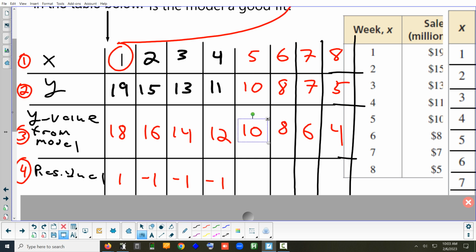10 minus 10, yep. 0, that's a residual of 0, which means your line is perfect right there. It goes right through the data point. How about week 6? What's the residual? Yeah, it's also 0. Week 7, what's our residual there? Yep, 1. This time the prediction was 1 too low. We actually made a little bit more money than the formula predicted. And then what about my residual for week 8? Yep, 1. Again, the prediction was a little bit low. We did a little bit better than the formula predicted.